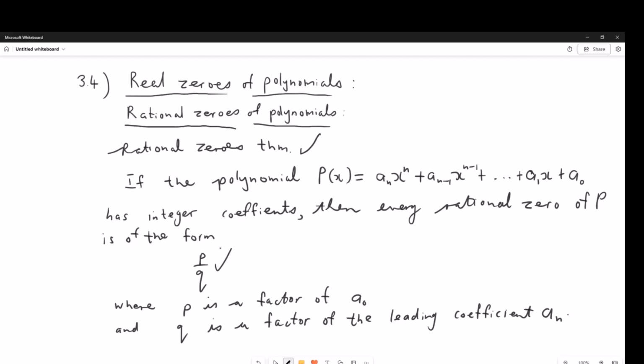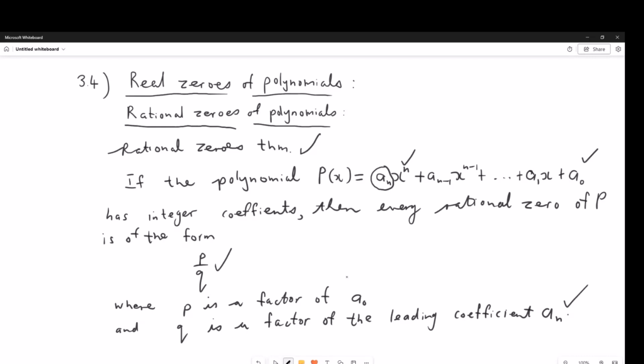So every rational zero, remember a zero of a polynomial is that number that will make that polynomial equal to 0. So we call it a zero or a root of the polynomial, right? So in this case, the rational zeros have this form, p over q, where p is a factor of a0, okay? And a factor means something that makes up that number, okay? And q is a factor of the leading coefficient because it's attached to the leading power. So we call this the leading coefficient. So q is a factor of that. So it's p over q.